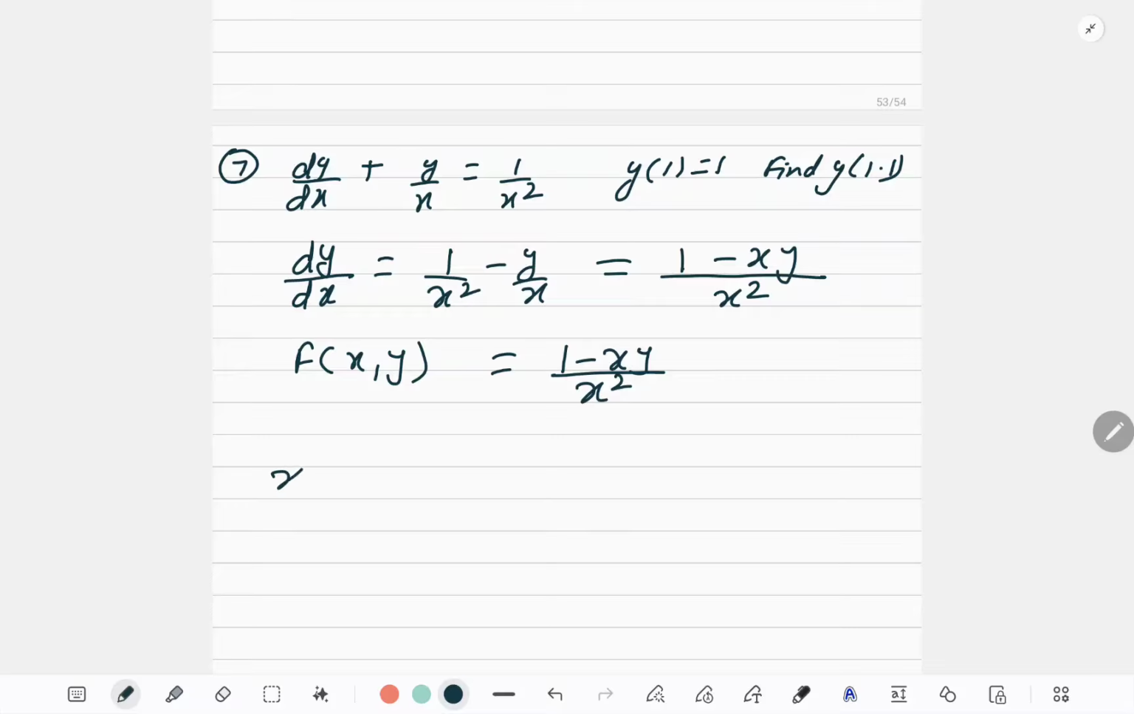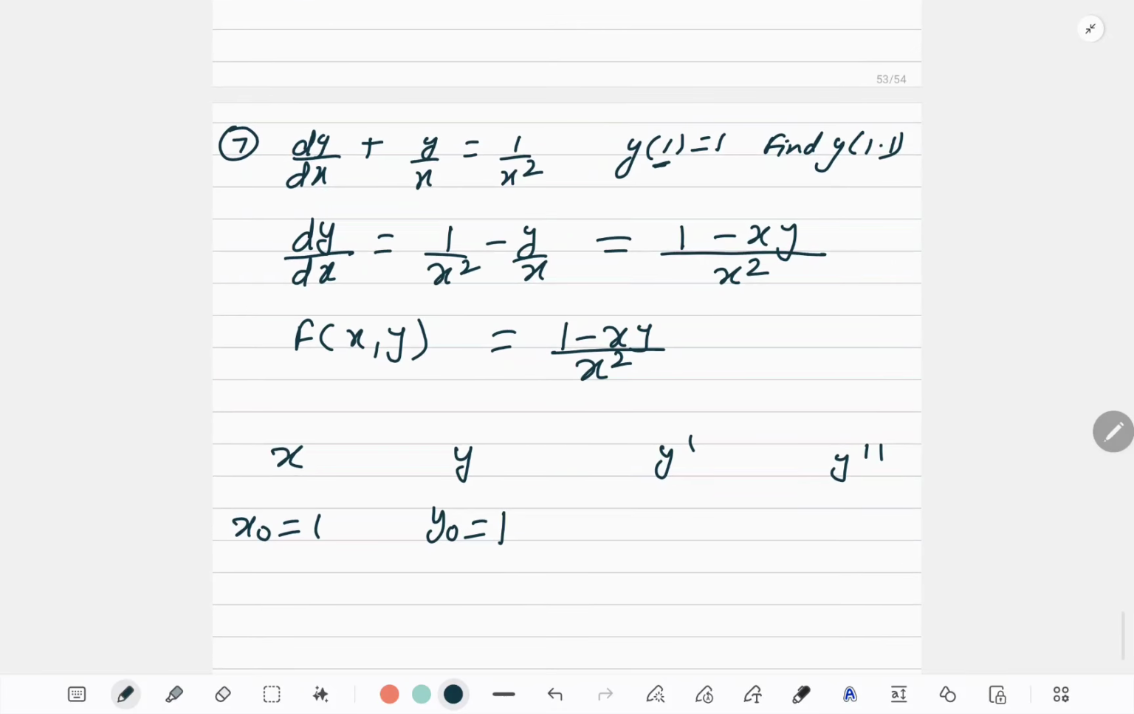Remaining all is same. So make the table again: x, y, y dash, y double dash. What is the x0 value here? x0 value is 1 and y0 value is equal to 1. You have to find out at 1.1. They have not mentioned any h. So what you can do smartly, if you take h is equal to 0.1, in one stage only you will get the answer. So x1 is equal to 1.1. So y1 you have to find out. Now when you substitute the value here and apply Euler's formula, you will get the value of y1.